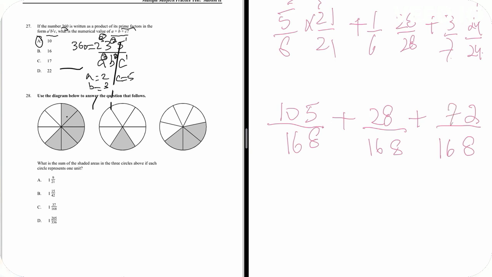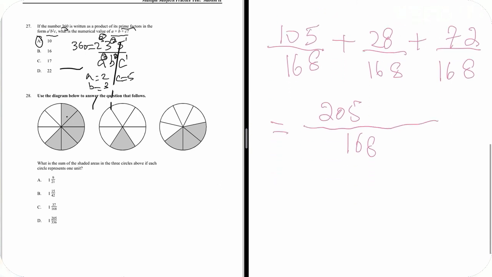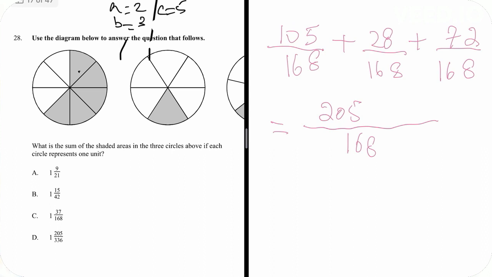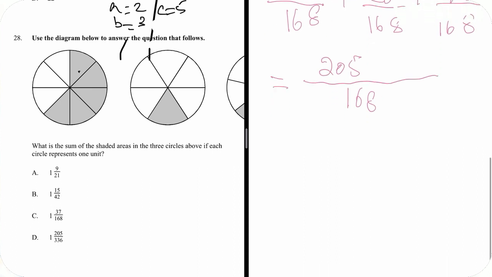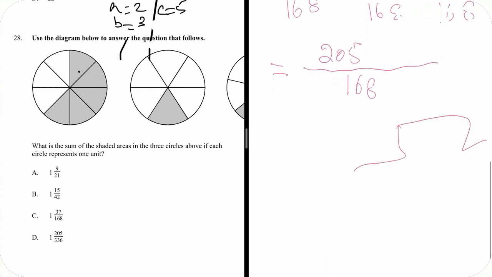And then we will add the numerators since the denominators are the same. So 72 plus 28 gives you 100. 100 plus 105 will give you 205 upon 168. If we look at our answers, it's not matching, so we have to divide again. We will divide 205 by 168.